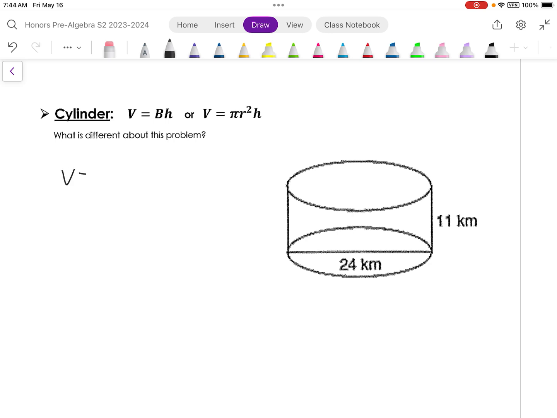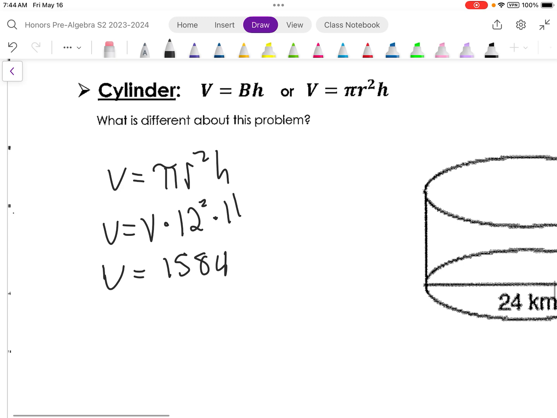Alrighty, so you should have written out your equation, pi r squared times height. And now the problem gives us diameter. So diameter is 24 here, which means the radius is going to be 12. And we're going to square it, times it by 11. So 144 times 11 is going to get us 1,584. And then, oops, I wrote a V here. I should have written a pi symbol. And it's going to be pi kilometers cubed.